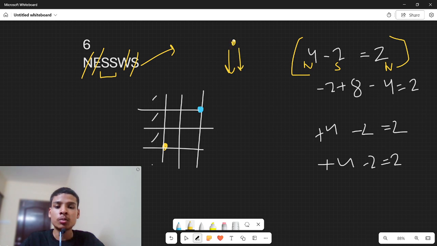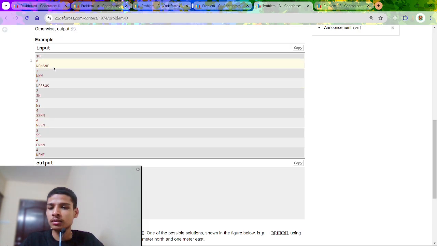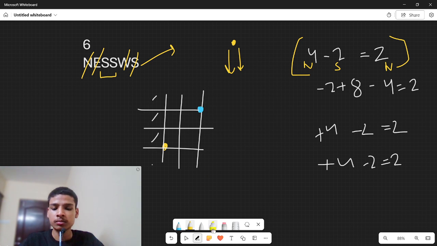For example, this is the 0, 0 point. Simply first move R to north, R to south, then move H to south. So that's how you can solve the problem. Let me debug another test case. This is a very good test case, I could say.